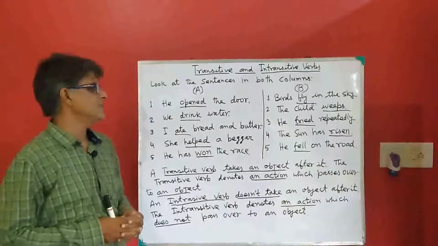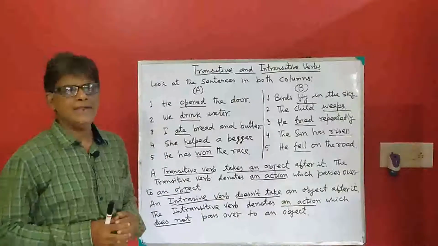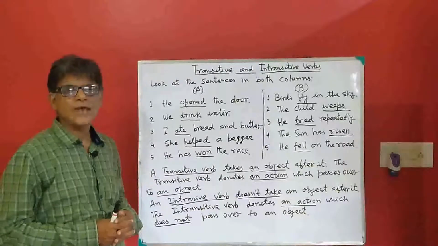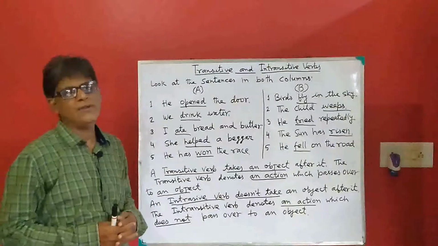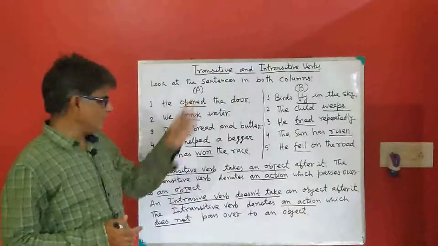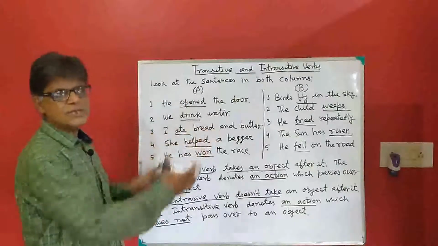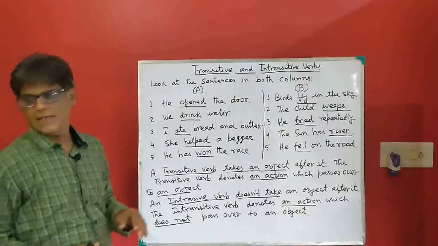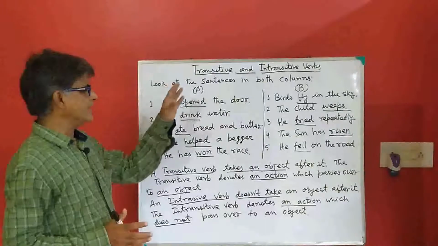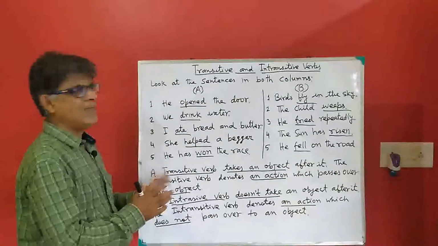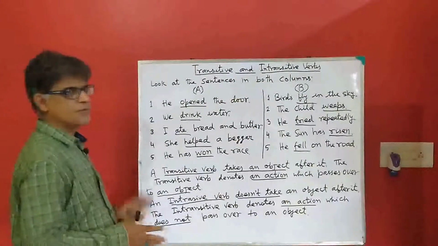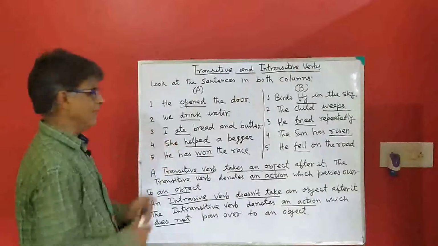Our today's lesson is transitive verb and intransitive verb. I hope you have a good idea of verb and of an object. So, there are two sets of sentences in column A and column B. Now look at the sentences first in column A, and after that you will see the sentences in B. So first look at the sentences in column A.